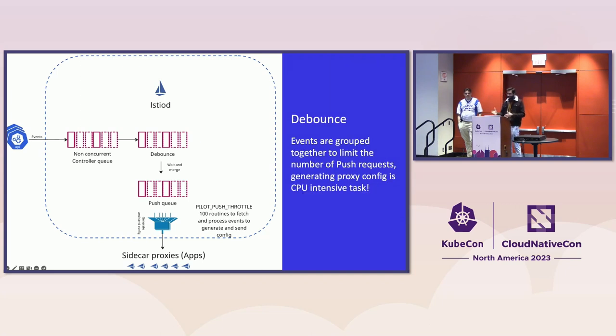And the next stage we have is debounce, where the events are made to wait and merge, because generating Istio proxy config is a CPU intensive task, and distributing it over the XDS API requires a lot of bandwidth. So events are required to wait and merge here for a specified amount of time, in order to optimize things a little bit.